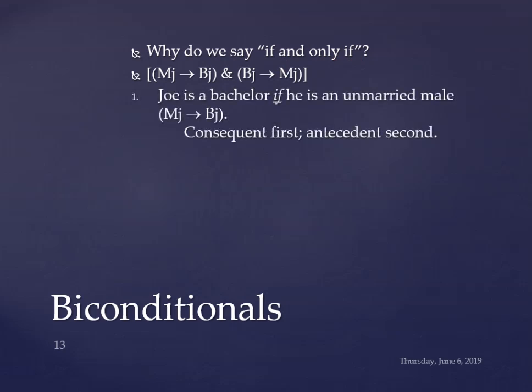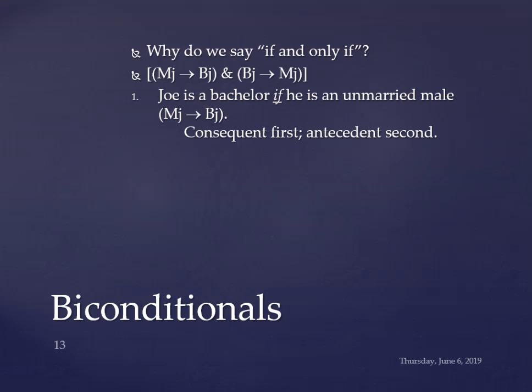Now here's the deal. We could say it this way: Joe is a bachelor if he is an unmarried male. And that does represent this particular form, the M to B form. What's happening in English here is that the consequent is being mentioned first, and then the antecedent second. That's what happens in English when you use the word "if" all by itself. If you think about it, that's right, because this is basically saying that if he's an unmarried male, then he's a bachelor. In English, we can say Joe's a bachelor if he's an unmarried male and mention the consequent first. So you have to pay attention to this weirdness about how conditionals work.